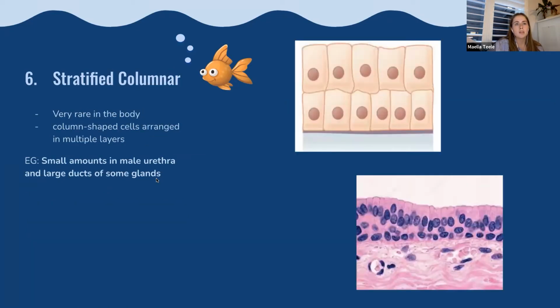And next off, we have stratified columnar. So you can see here you've got your taller columnar shape, but there's 2 layers of them. These are very rare in the body. You only ever find very small amounts in male urethra and large ducts of some glands. So they're not quite as high yield as the other ones that we've discussed. But in general, epithelium is quite a frequently asked question on exam, so it is important to know all the subtypes if you can get around to it.